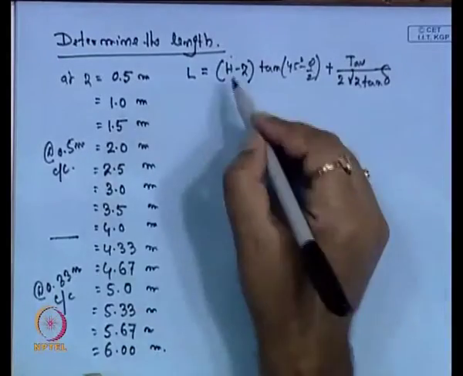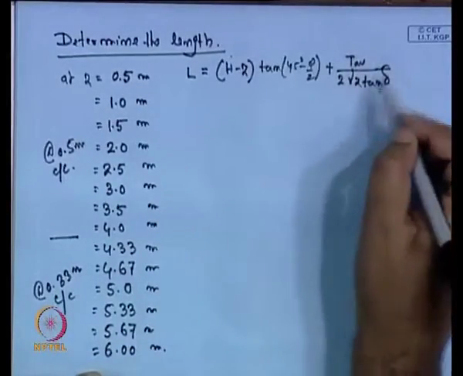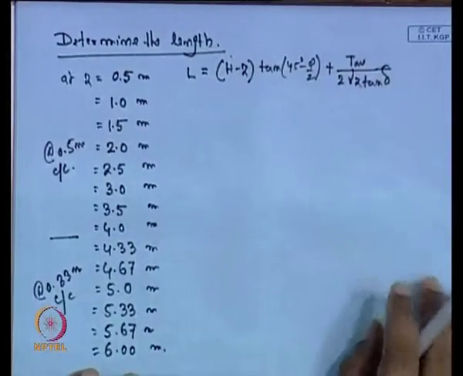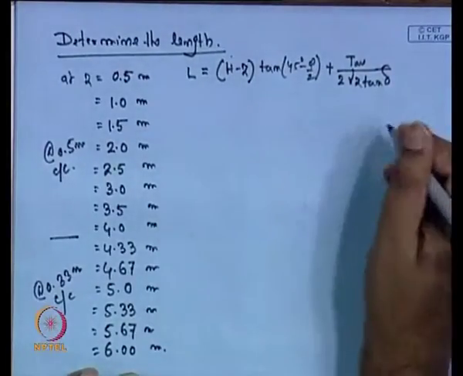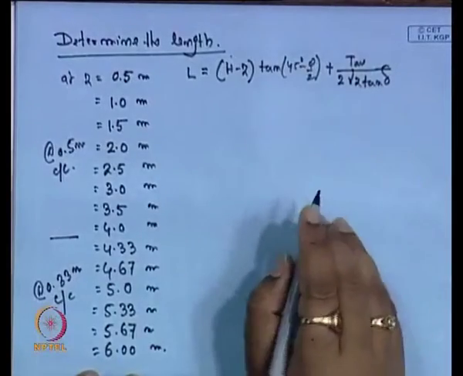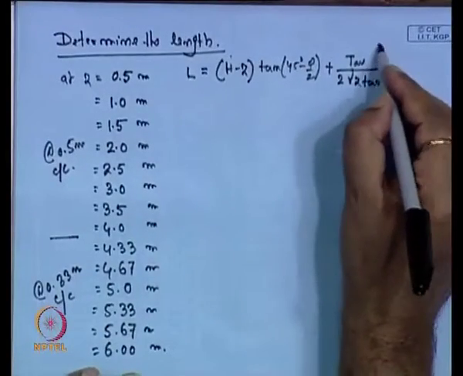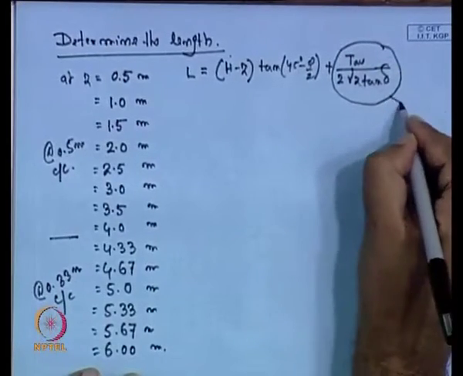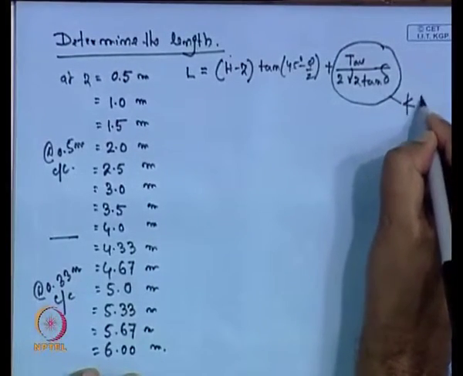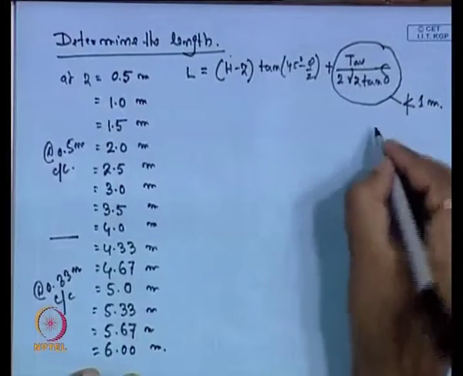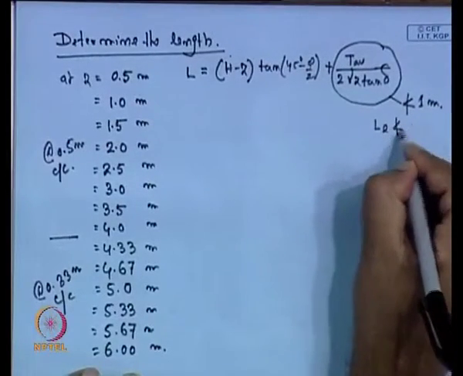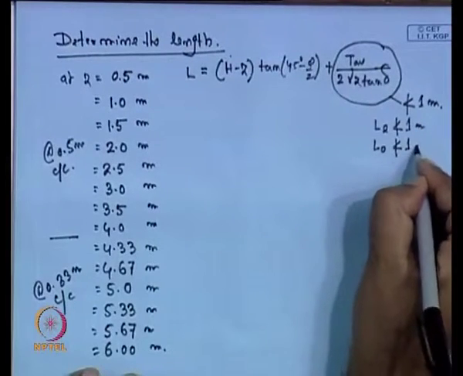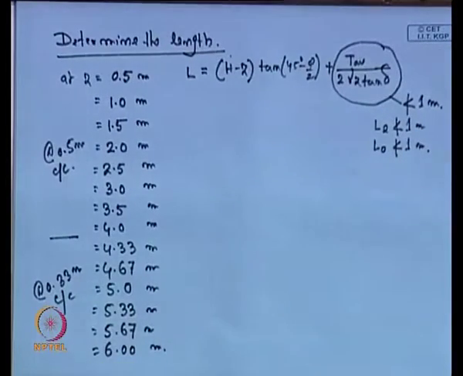So, now if I put z equal to 0.5 and every other factor, another thing that we should mention is that the minimum anchorage length is 1 meter. For this particular factor, that cannot be less than 1 meter. So, L e cannot be less than 1 meter, L 0 also cannot be less than 1 meter. That is the condition.